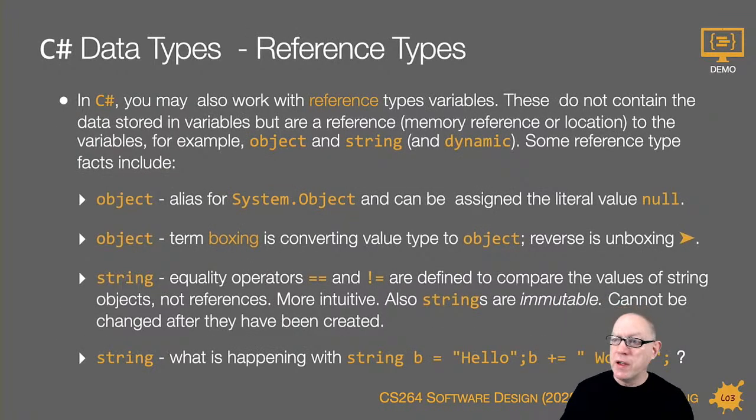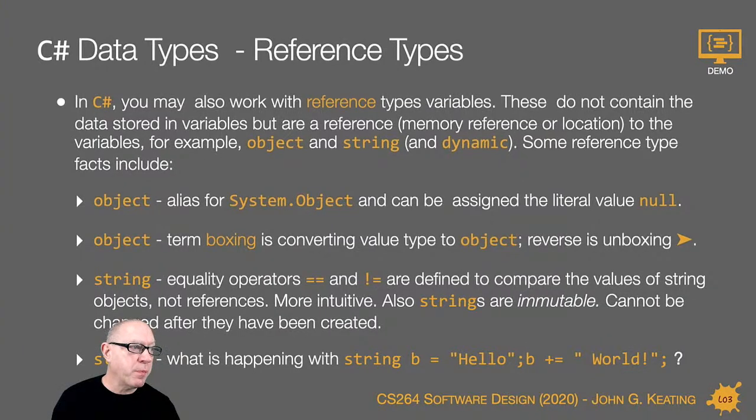What's more interesting is that we have data types that are called reference types. The reference types in C# are really interesting. They don't contain any data stored in the variables themselves, but they're a memory reference, or memory location, to the data. For example, object and string, and another called dynamic, are examples of reference types. You can have a reference type called object, which is an alias for System.Object, and this can be assigned a literal value of null. Anywhere you see the word object, you can put in System.Object, so it's just an alias.